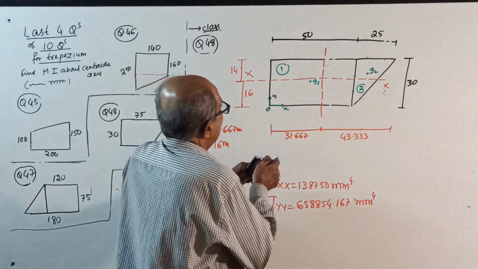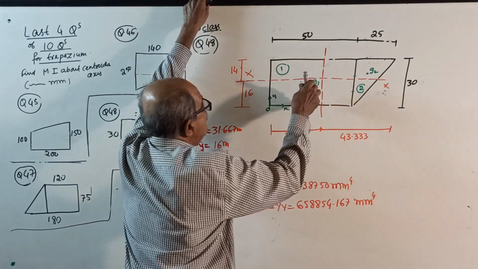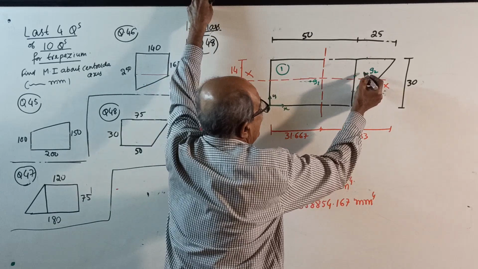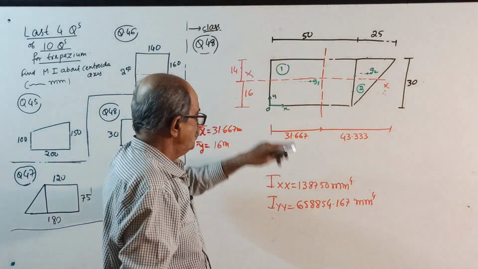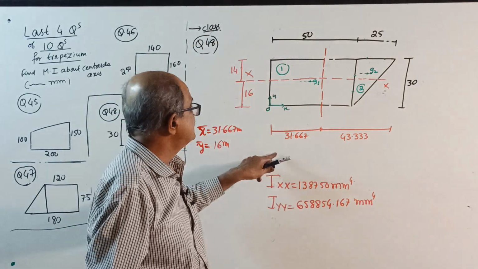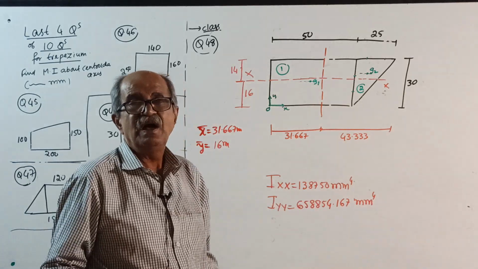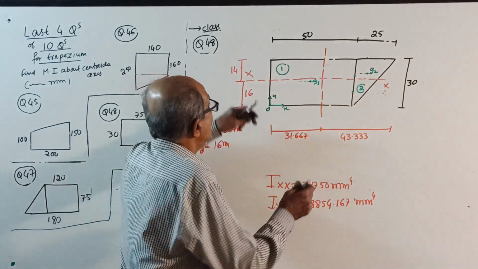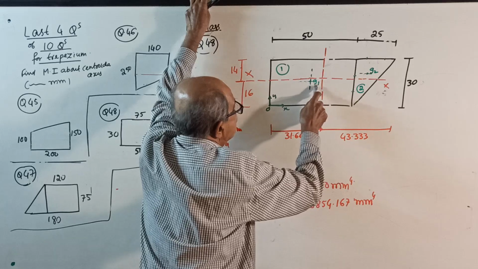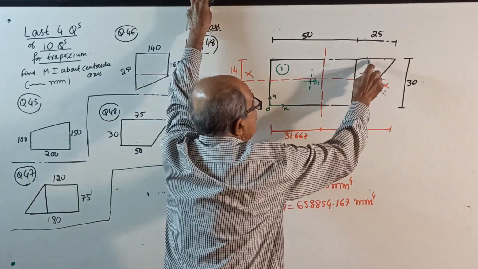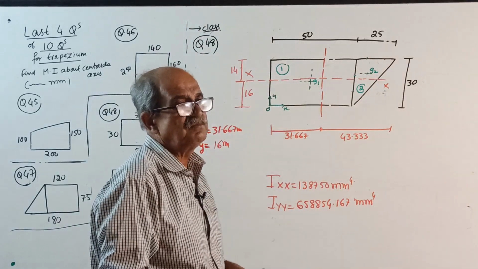Then start. I about XX. I about its own axis plus area into this distance square, for each part. Add those two, you get Ixx. Since I am not writing steps, someone will say, sir, this is also not required. Answer is given, so now you should do correctly. Iyy: I about its own centroidal axis plus area into this distance square, plus the same for the second part. Calculate, you get Iyy.